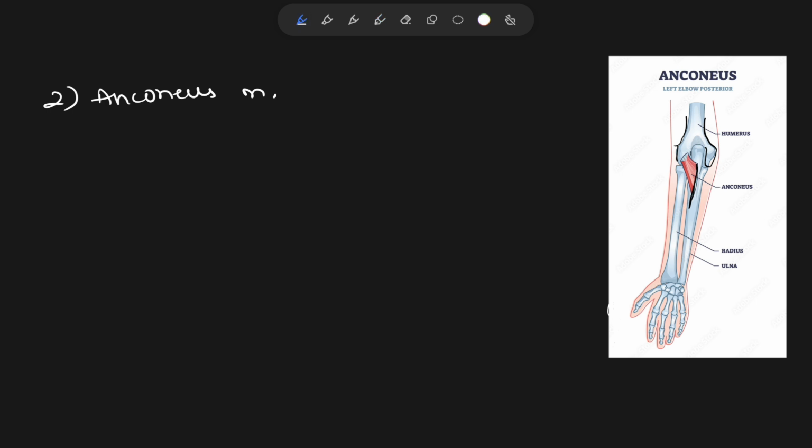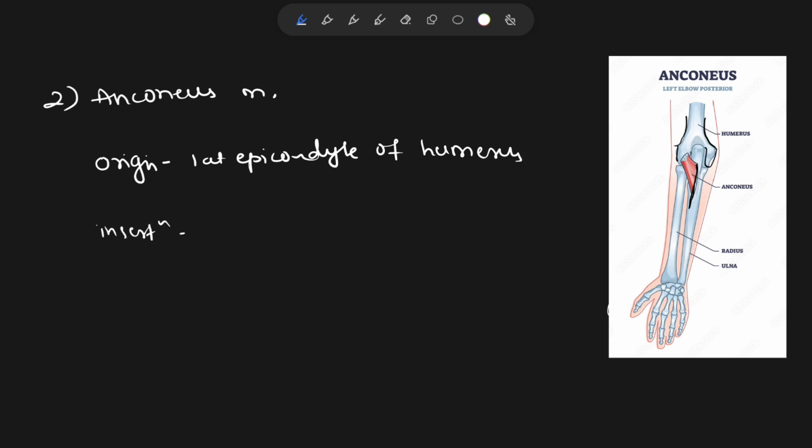Okay, so write it down. Origin is the lateral epicondyle of the humerus, and insertion is the lateral olecranon of the ulna. Okay, so till now this much.